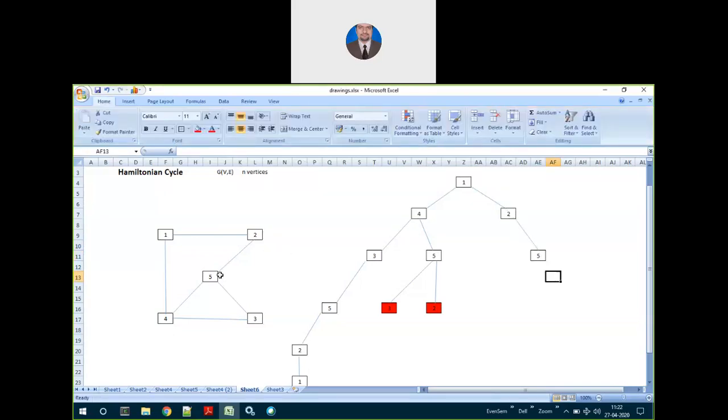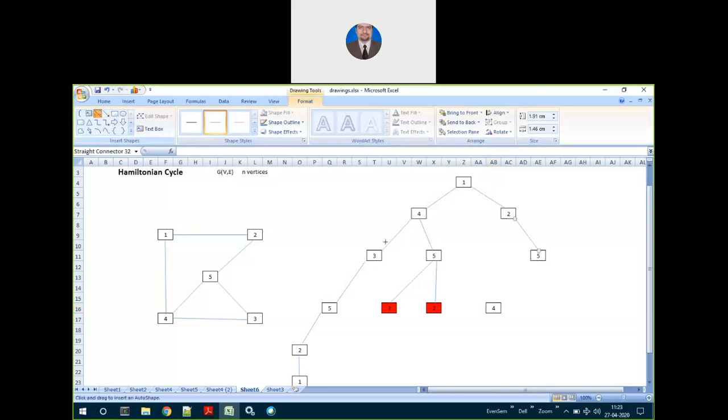Then from 5, what are the possibilities? I can go to 4 or I can go to 3. So this time I will choose 5 to 4. So 5 to 4 I will try to visit here. We'll join the edge between vertex 5 and vertex 4. So I started from 1 to 2 to 5, then to 4, and from 4 what are the two possibilities I have? I can go to 1 or I can go to 3.